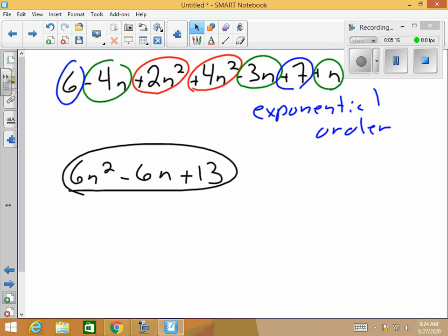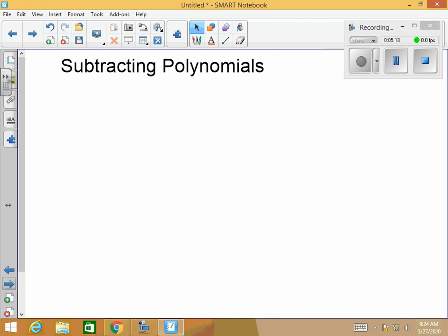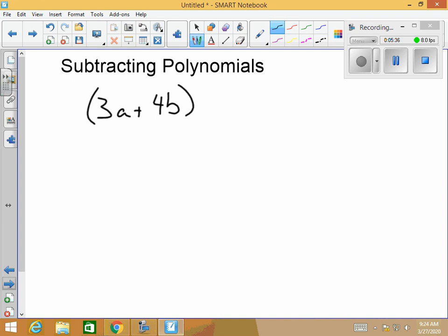Now, let's go to our next. And let's subtract polynomials. And subtraction of polynomials is a little different. They'll even look a little bit different. So don't be scared of the way they look. They're going to do this to you. They're going to give you 4b. Let's go with that binomial. And then they're going to subtract this binomial from it.